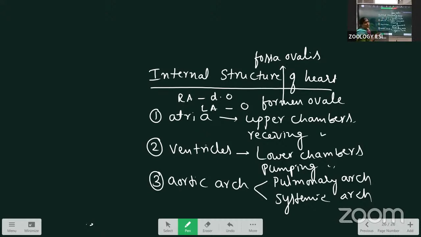The LAQ. Before that, I explained about the working of heart. The time is there. That's why I explained the internal structure one more time. This is the internal structure of heart. The four headings are important: atria, ventricles, aortic arch, and the fourth one is the nodal tissue.